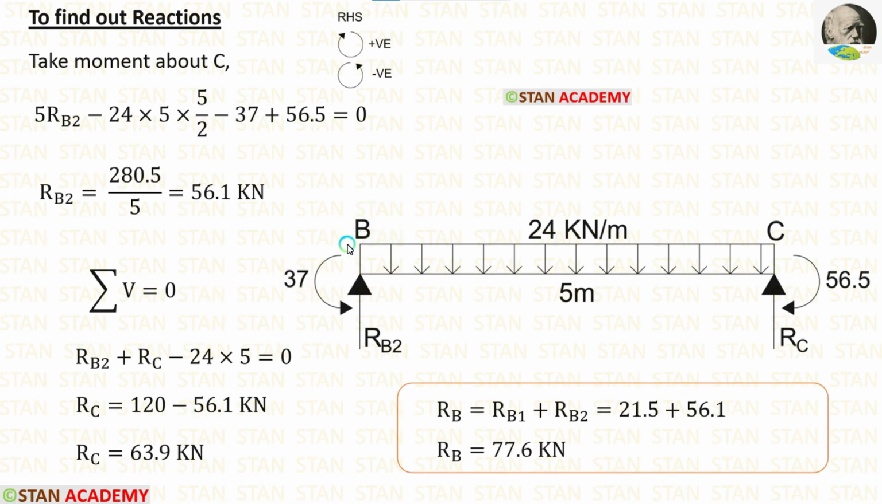We have calculated the reaction in the point B two times. Let us add both of the values RB1 and RB2. After adding, we are getting RB, which is equal to 77.6 kN.